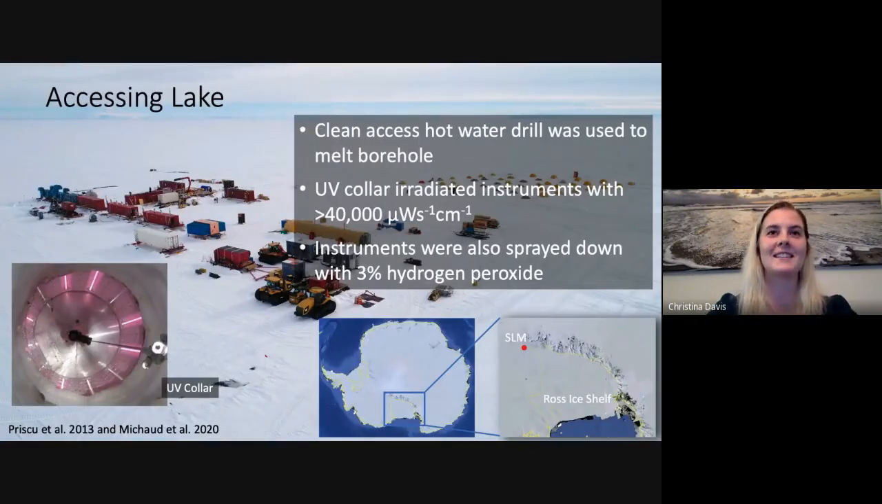So for accessing the lakes, we need to do this in a very clean fashion. So we used a clean access hot water drill. I won't get into it, but if you want to learn more about it, I suggest checking out Priscu et al. from 2013 and Mouchad et al. from 2020 on the methods that we used, as well as some of the results of how we know it's a clean system.